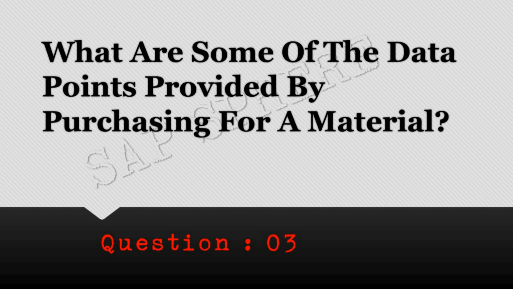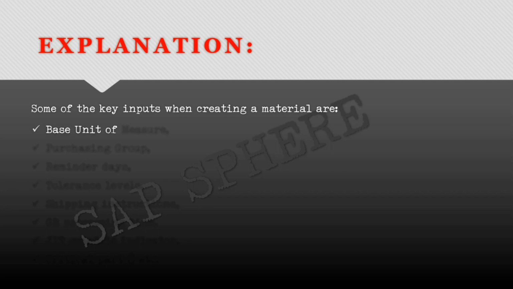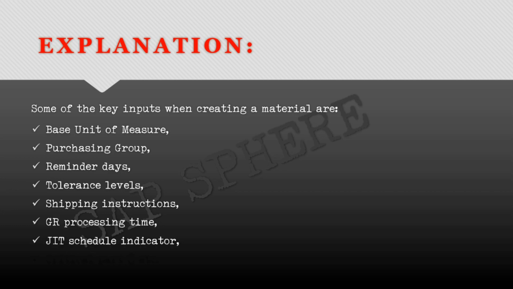What are some of the data points provided by purchasing for a material? Some of the key inputs when creating a material are base unit of measure, purchasing group, reminder days, tolerance levels, shipping instructions, GR processing time, JIT schedule indicator, and critical part, etc.